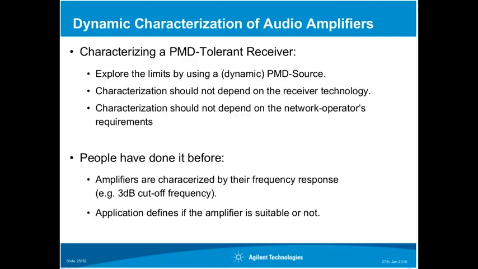So the basic idea actually is you try to explore the limits of your system. You really try to find out at what point your system is showing some severe penalties. And a very helpful way to do this is you use a PMD source, which also allows you to create dynamic changes. So you really walk into the areas where it creates pain for your receiver. And you should just do this and see where you end up, and then you get some characteristics which you can share with other people.